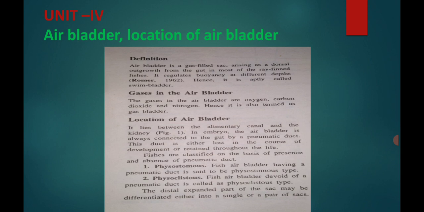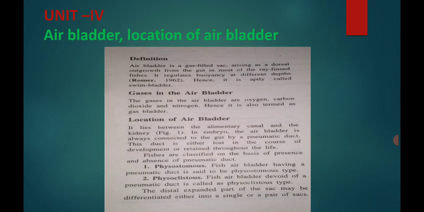Location of the air bladder. It lies between the alimentary canal and the kidney. In the embryo, the air bladder is always connected to the gut by a pneumatic duct. In the early stage of the embryo, this air bladder is always connected to the gut by the pneumatic duct.